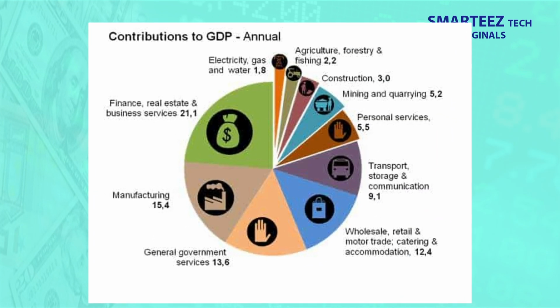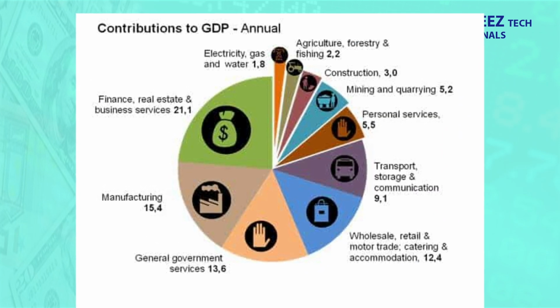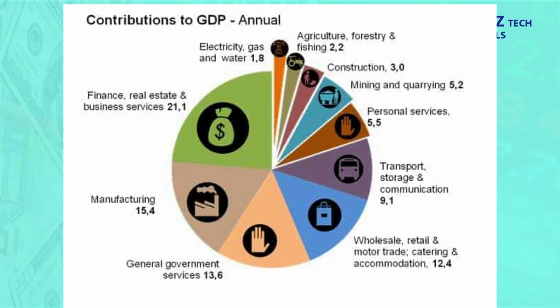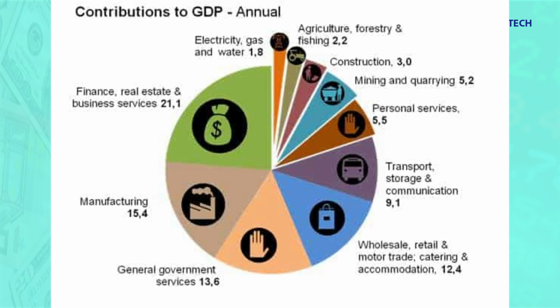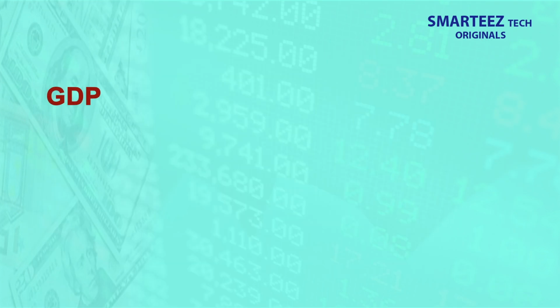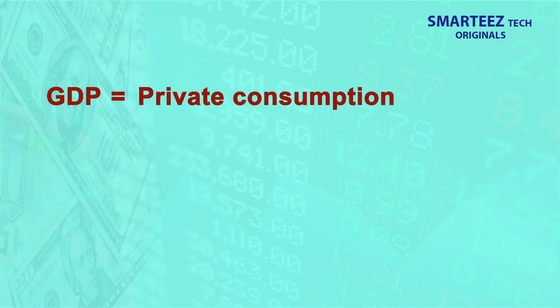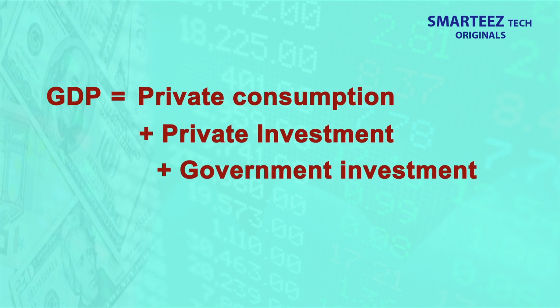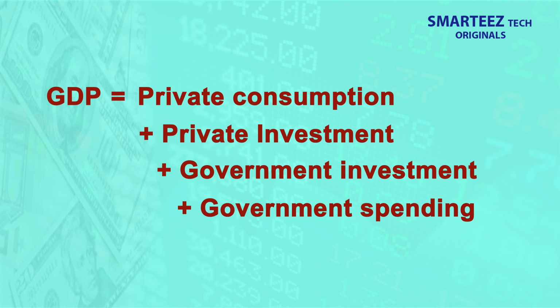GDP is the total market value of all the finished goods and services produced within a country's borders, in a specific time period, measured usually for a year. Expressed as a mathematical equation, GDP is the sum of all private consumption, private and government investments, government spending, and the difference in external trade, which is exports minus imports.